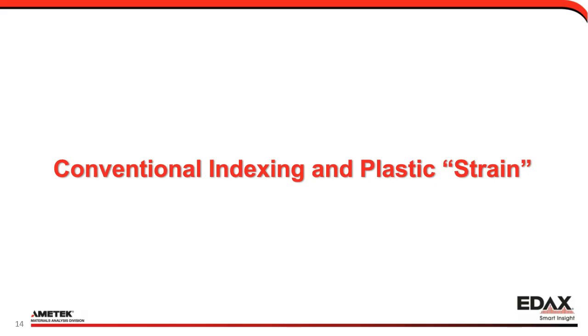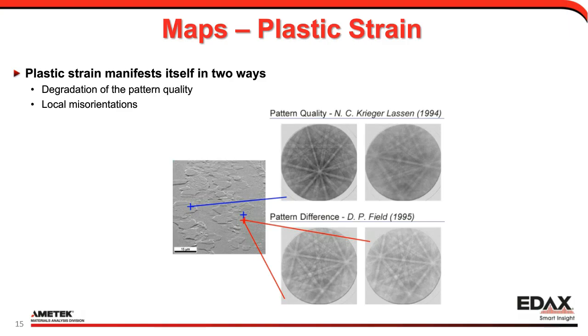As I pointed out, strain manifests itself in two ways in the EBSD patterns. One is a degradation of pattern quality, seen on the top row there for the blue point. The other is slight changes in orientation, even though the pattern quality can remain relatively good, especially for small levels of plastic strain. If you look very closely, those two patterns are actually slightly different from each other, indicating a change in orientation.